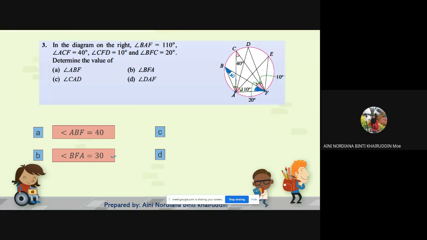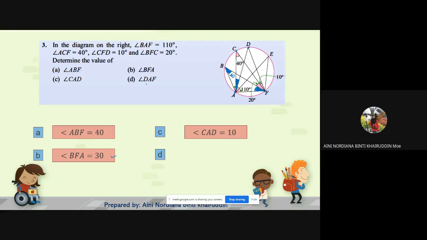CAD. So this angle, CAD here. So angle here is 10, because it came from the same arc CD. So CD to circumference, this is 10. CD to circumference, so here also 10. So this question must be looked at carefully.